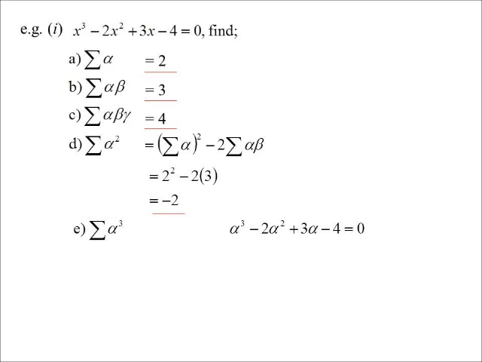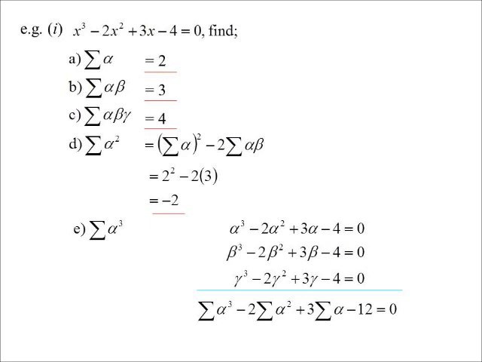So alpha cubed minus 2 alpha squared plus etc. If I sub in beta, it would be correct. If I sub in gamma, it would be correct. If I add them all together, I get a formula. Now, if you have a look at what that formula is, I don't really need to write down all the steps, because it's really just mimicking the polynomial if you look at it.